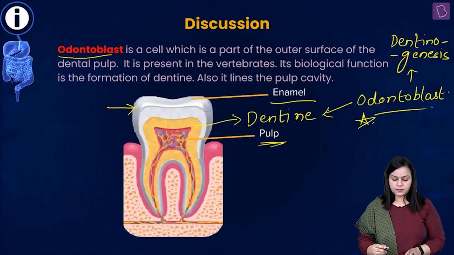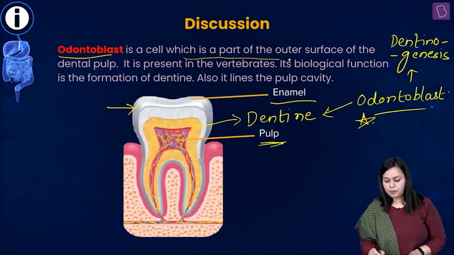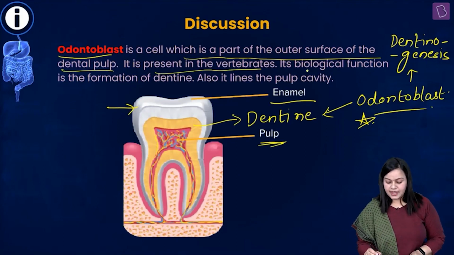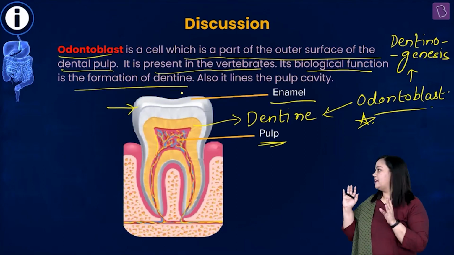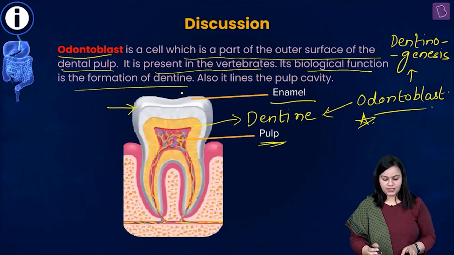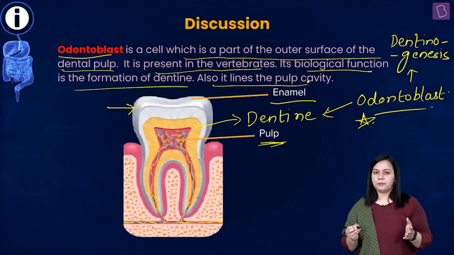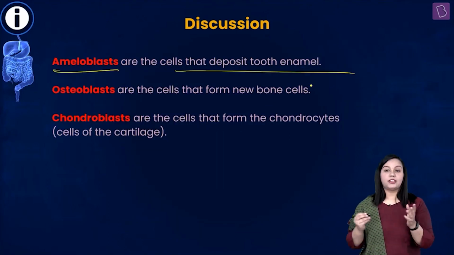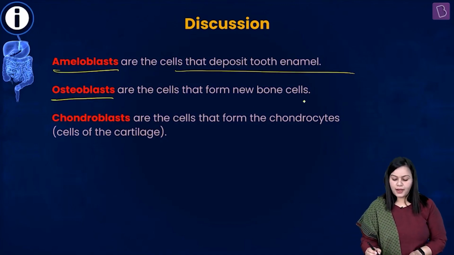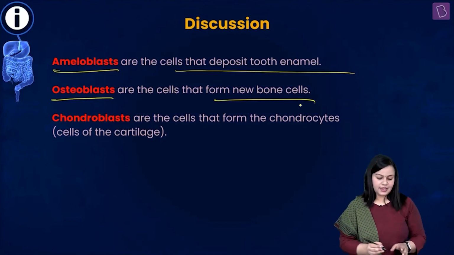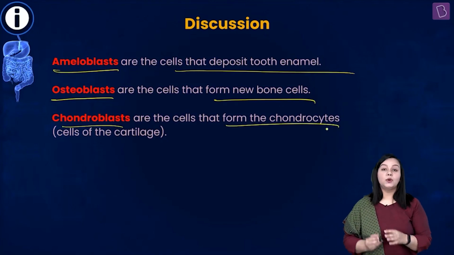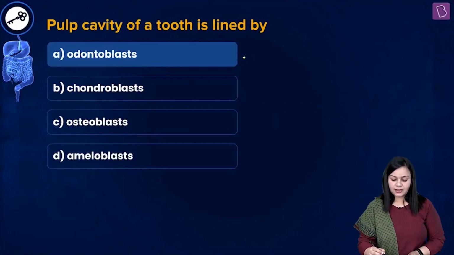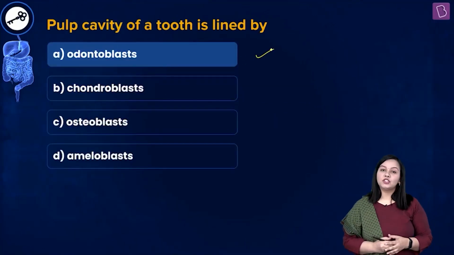Let us quickly revise the concepts here. Odontoblast is a cell which is a part of the outer surface of the dental pulp. It is present in the vertebrates and its biological function is formation of dentine, which is called dentinogenesis. It lines the pulp cavity. Going ahead, ameloblasts are the cells that deposit tooth enamel, like I already told you. Osteoblasts help in formation of new bone cells, and chondroblasts basically form the new cartilaginous cells which are called chondrocytes. Alright, so for this question, the answer is going to be option A, that is odontoblast.